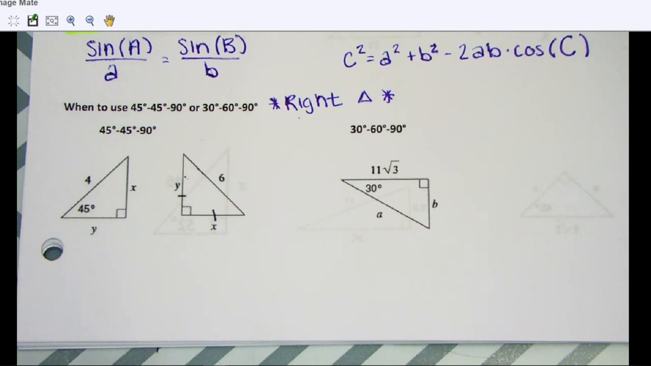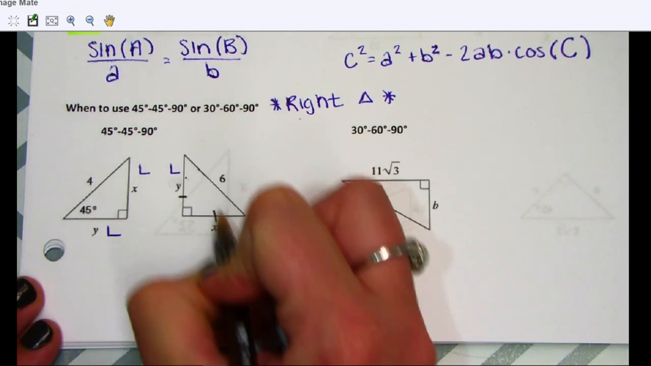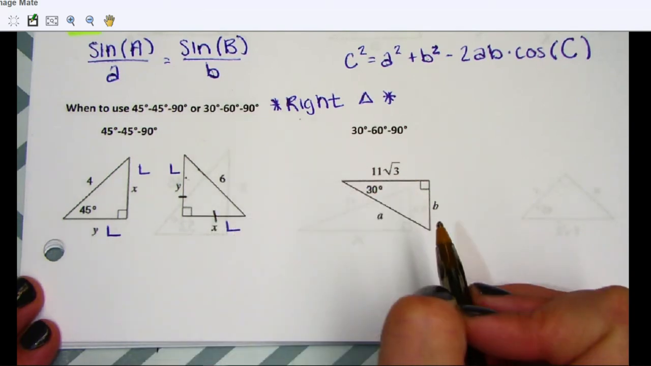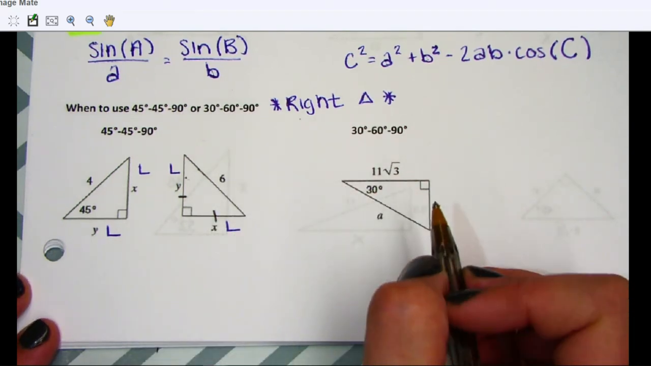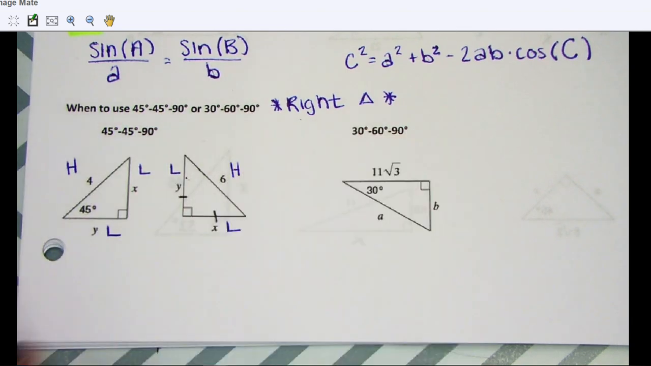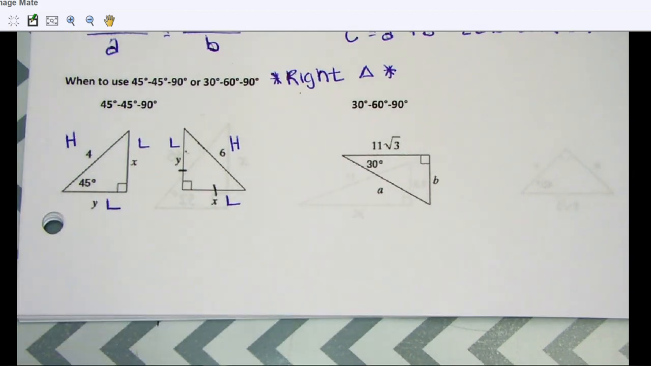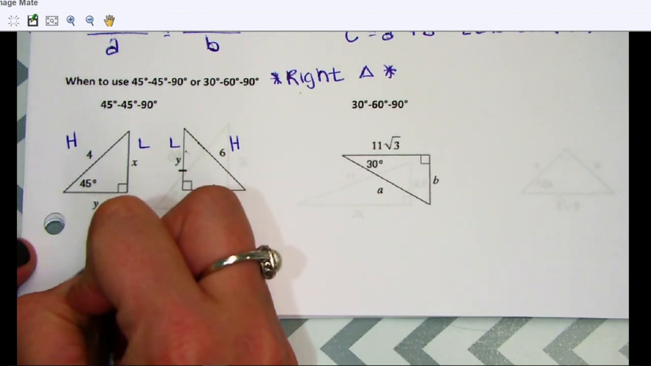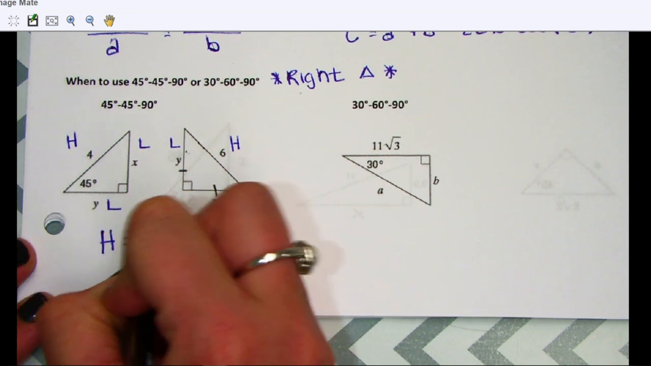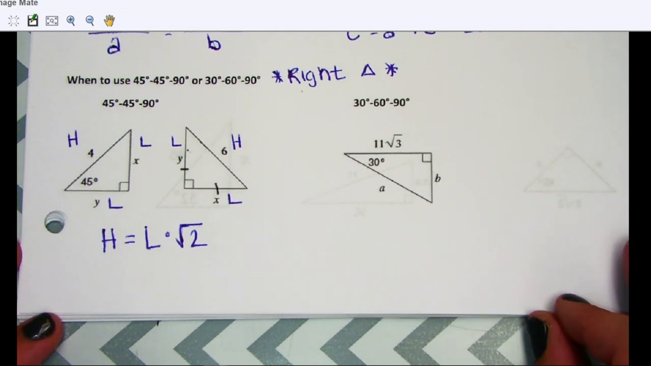Remember, when you set up across the angles on a 45, 45, 90, we label those legs, L's. Across the 90, we label as H, hypotenuse. Just be mindful of labeling. The legs are created by making the 90-degree angle, and our equation is the hypotenuse equals the leg times square root 2. It's the only formula you need.